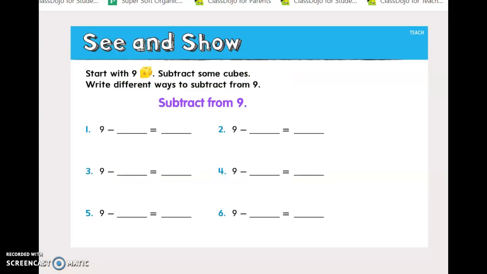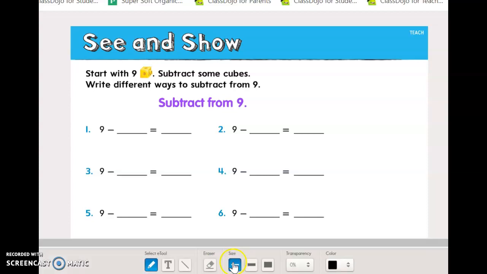Okay, below here we have 8 problems that we're going to do together. So we're going to start with always the number 9 here because we're subtracting from 9 in this lesson. And we're going to take away some cubes and write the different ways to subtract from 9. So as you know, I like to do it as a pattern. So I'm going to go ahead and get out my writing tool, and we are going to use a pattern when we subtract from the number 9. So first I'm going to take away 1.